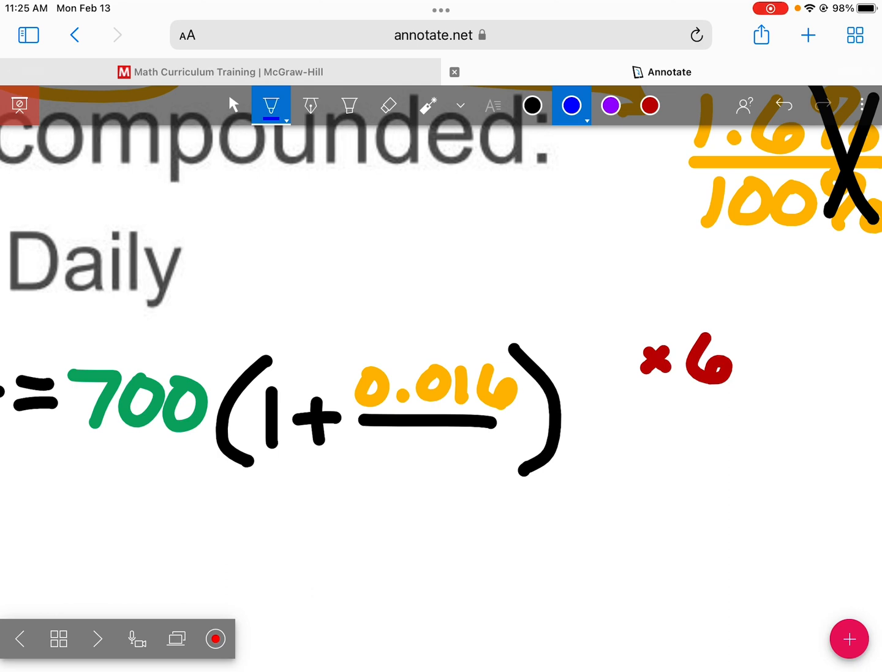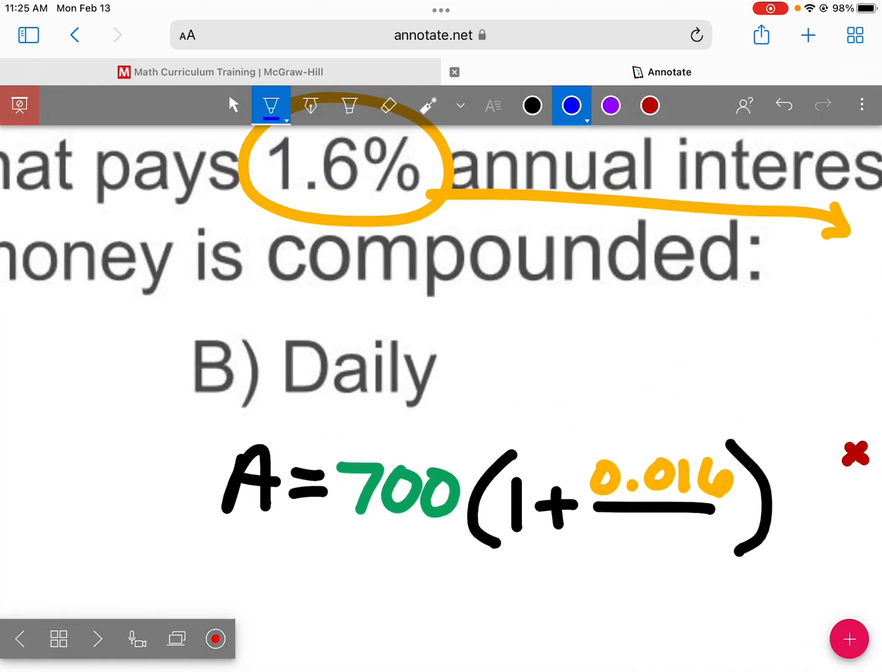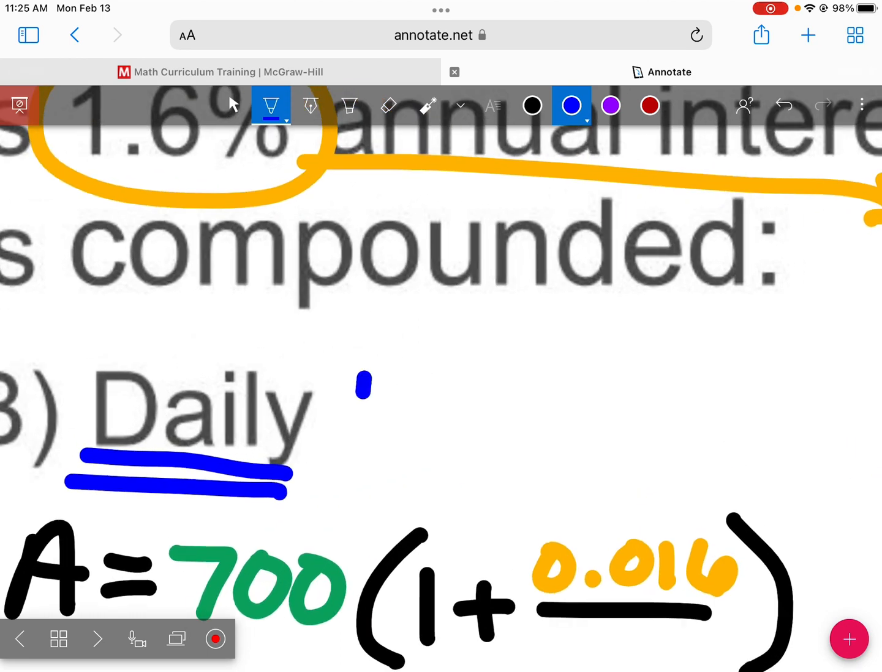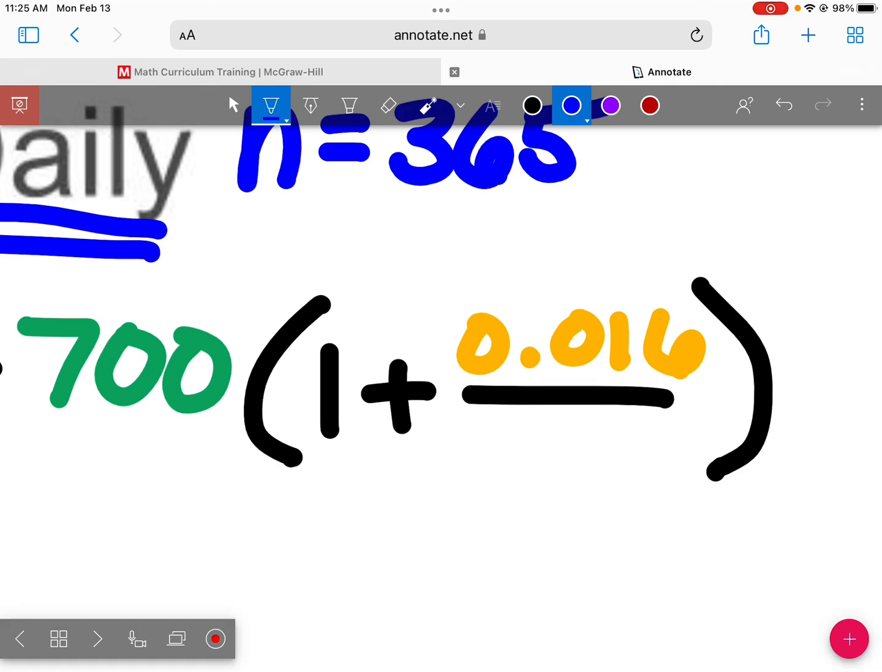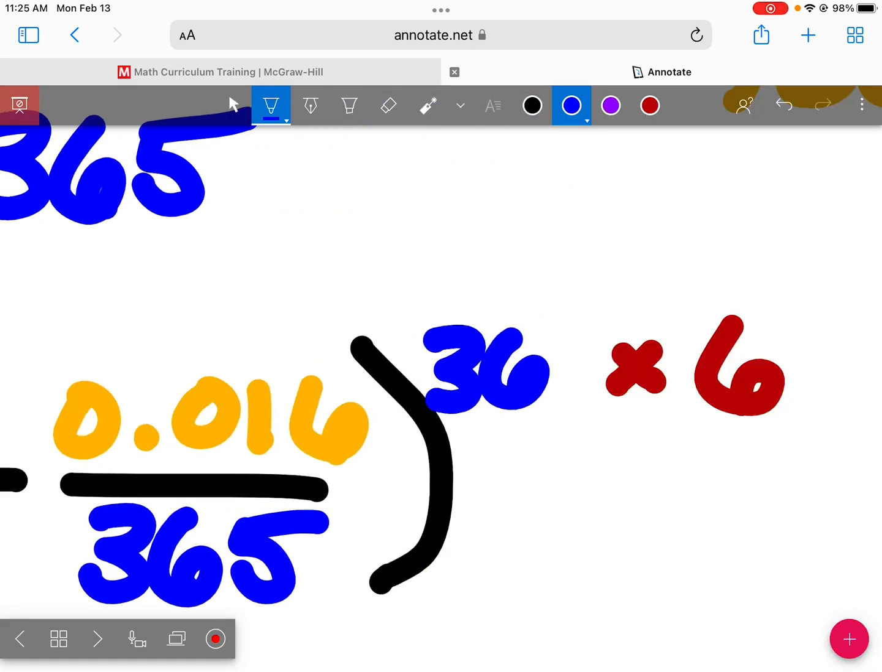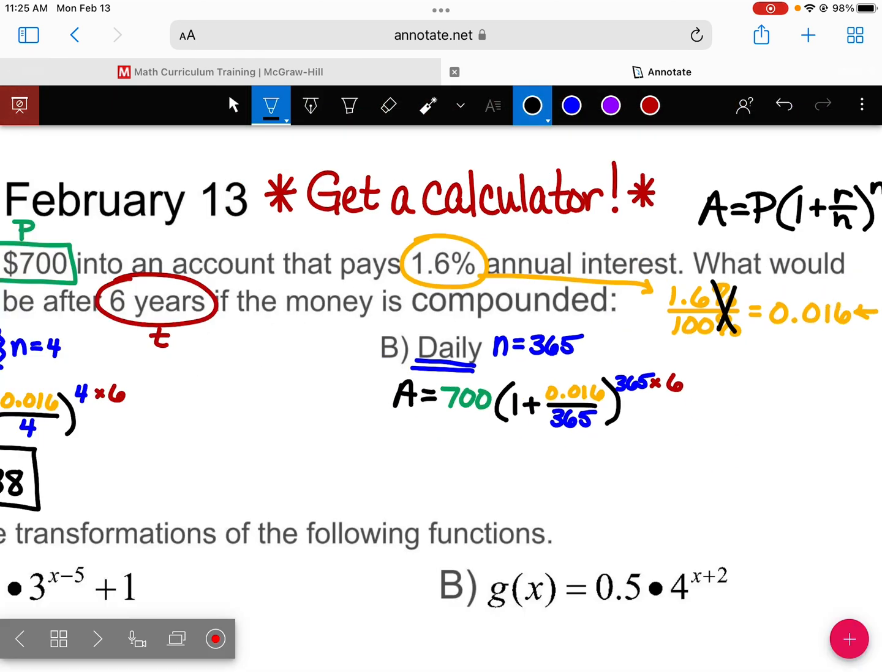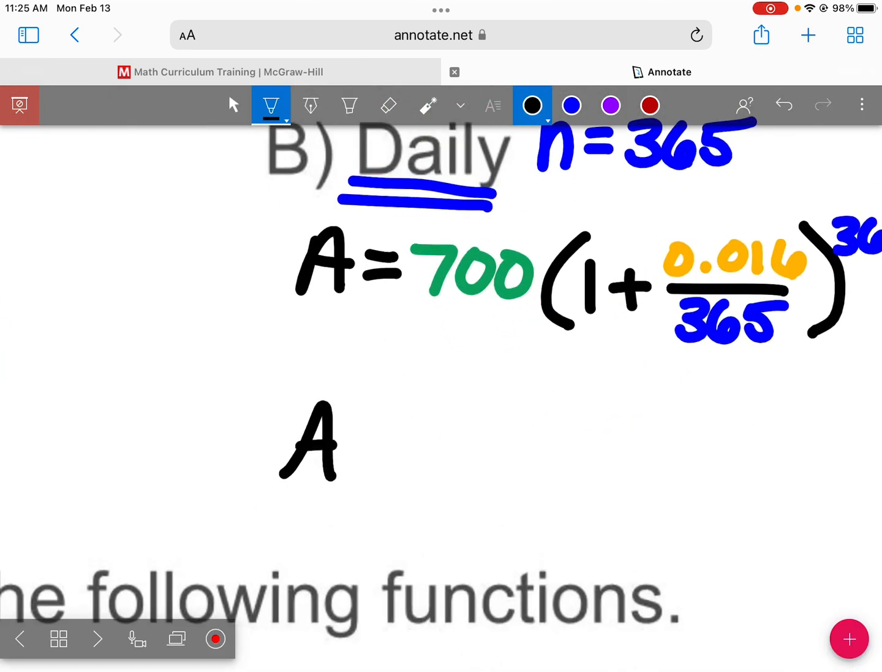If it says it is compounded daily, remember this is how many times in a year? 365. n is 365. So that goes on the bottom of the fraction, and it gets multiplied to the time, 6 years. Please make sure that the 365 times 6 is in the exponent. If it's not up in the exponent, it will not give you the right answer. It should not be a huge number.